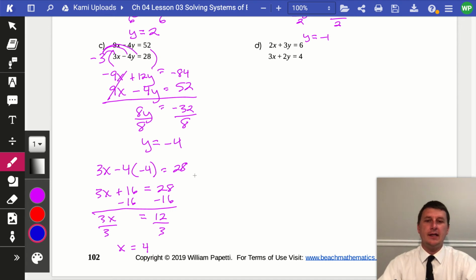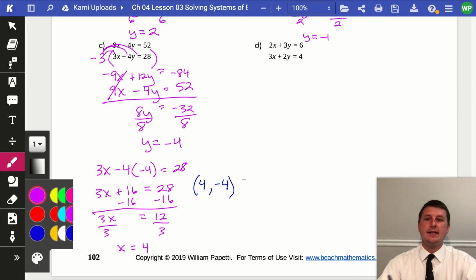Now that will give me an x value of 4 and a y value of negative 4, which is my solution for part C. And now finally, on this last part of this exercise, we have part D, where we have 2 and 3, which are not opposite coefficients. And then in front of the y variables, we have 3 and 2, which again are not opposites.